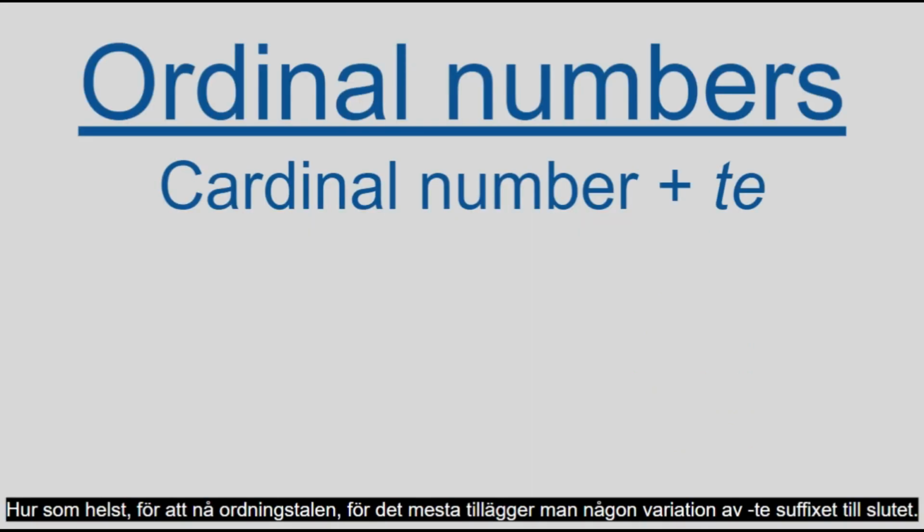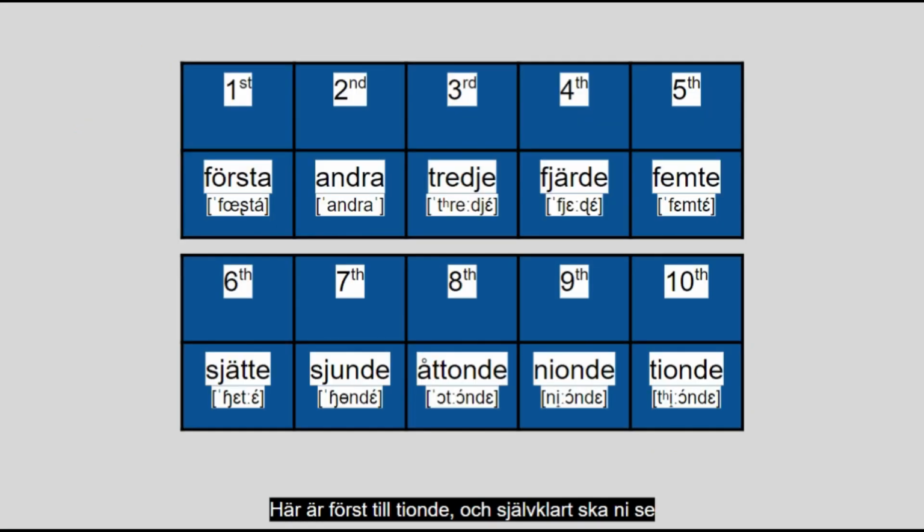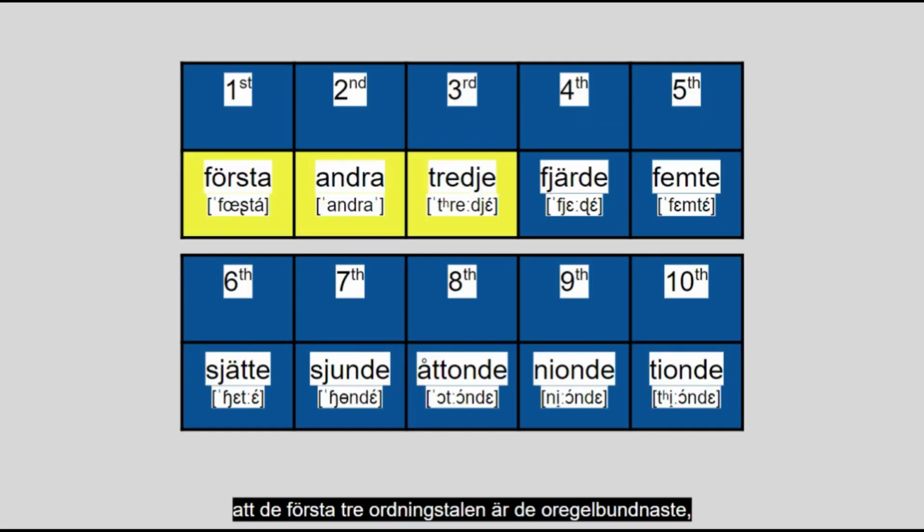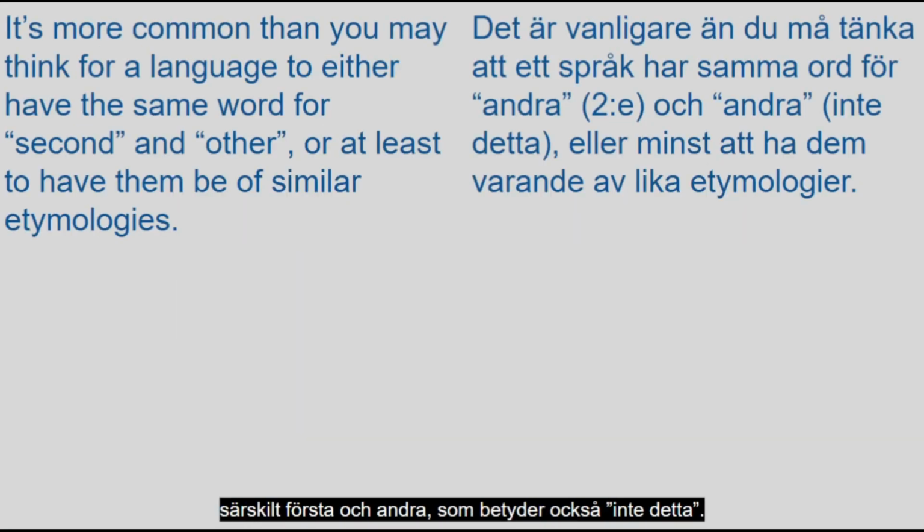Anyway, to get to the ordinal numbers, most of the time you add some variation of the suffix t to the end. Here's 1st through 10th, and of course you'll see that the first 3 ordinal numbers are the most irregular, especially första, first, and andra, second, which also just means other.